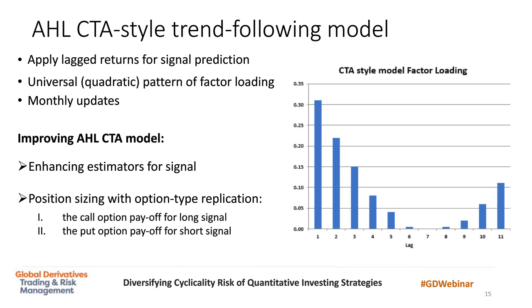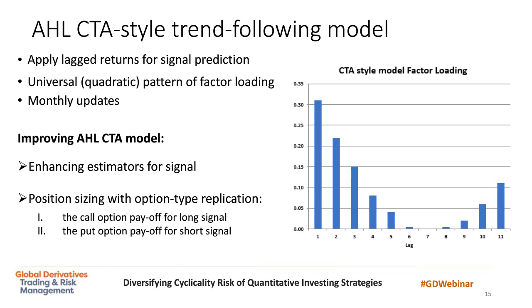What they discovered is that in CTA we need to construct a signal, and usually we can use some past returns to project expected forward returns and build a signal on that. They discovered that in this type of strategy, factor loadings have a quadratic shape: the signal is strong either on recent history or on history from maybe 9 to 11 months.